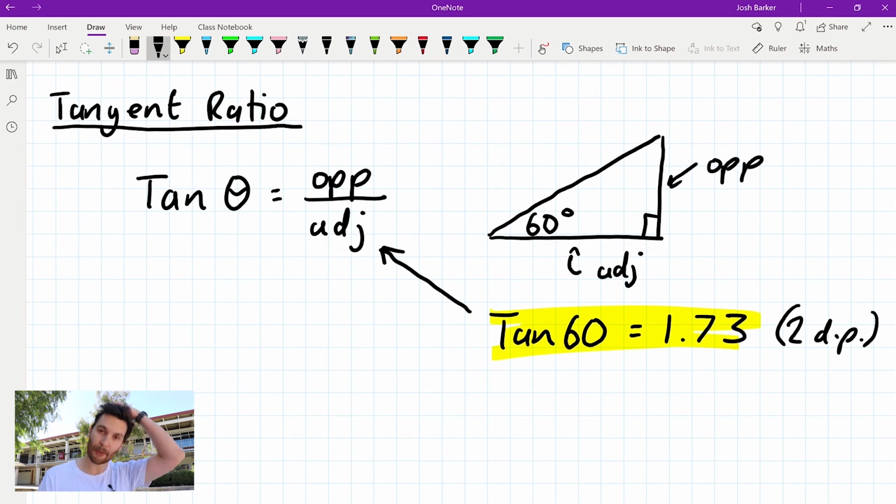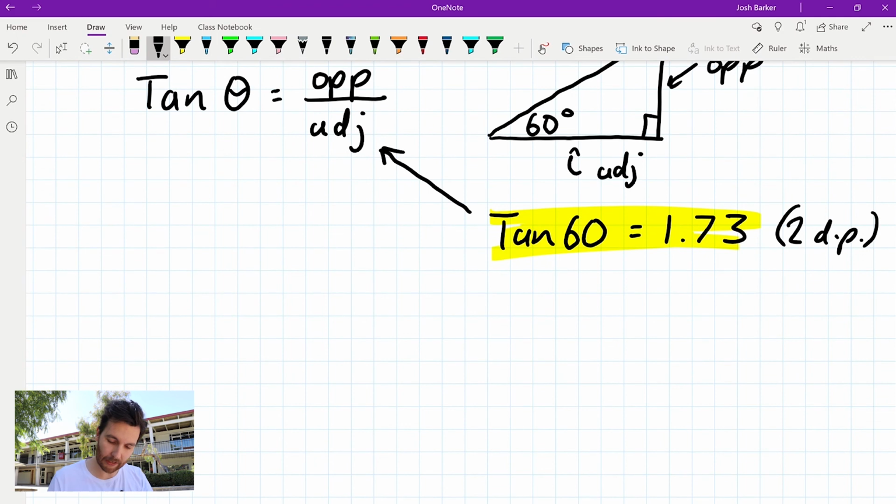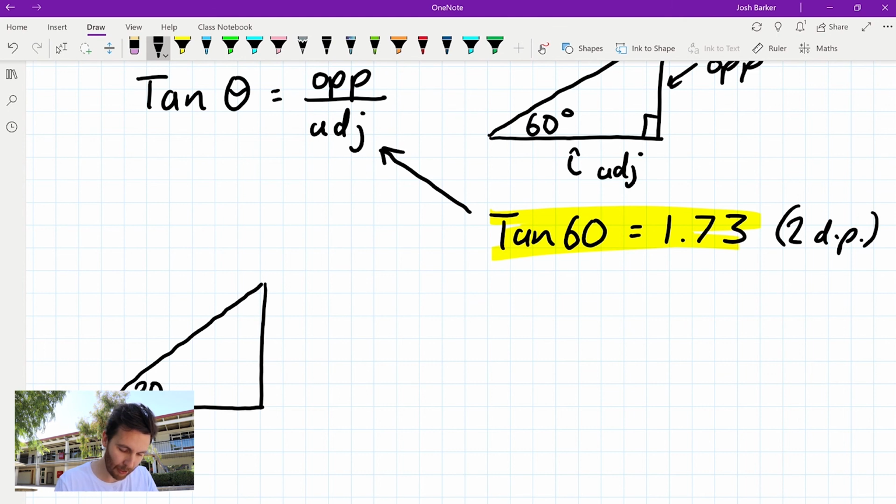Okay, so that begs the question how we actually use the tangent ratio. What I'll get you to do, follow along with me as I draw this triangle. I'm going to say my angle's 30 degrees. The length of the adjacent side is 5 meters. And I'm going to say we want to find the length of this side here, which is A.